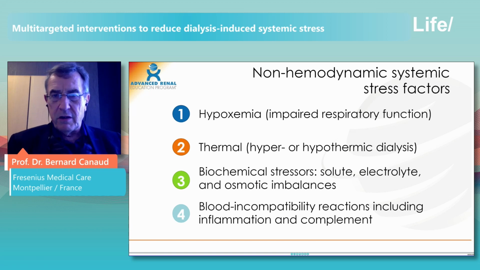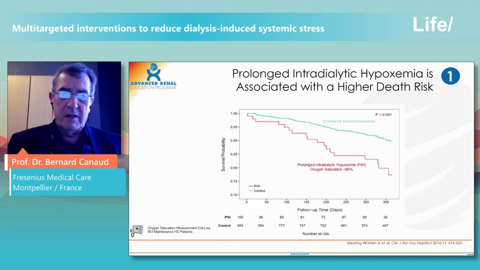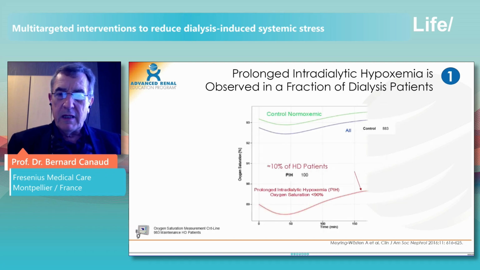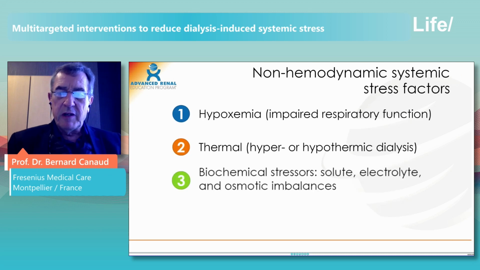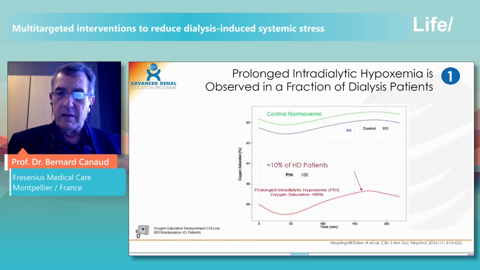And the second aspect is non-hemodynamic factors, non-systemic stress factors. I will cover different elements: hypoxemia, thermal balance, biochemical, and bioincompatibility elements. So the first element is, of course, the hypoxemia. And just to show you that hypoxemia is part of, I would say, almost or affecting 10% of the dialysis patients.